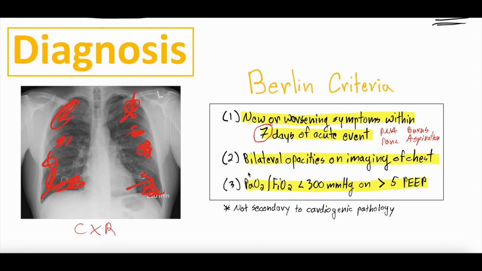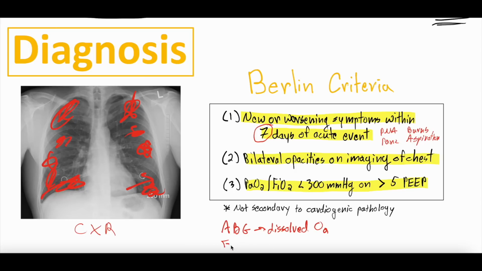What does that mean? Well, the PaO2 is the arterial dissolved oxygen content. So this is often an arterial blood gas, or a blood sample from the artery. And that's the amount of dissolved oxygen in the arterial blood. The FiO2 is the fraction of inspired oxygen. This is the amount of supplemental oxygen you're giving, right?